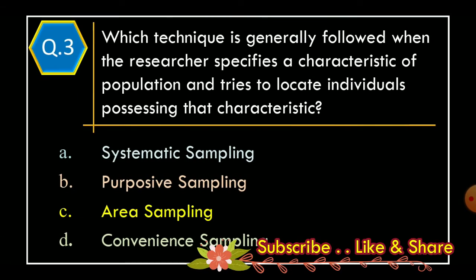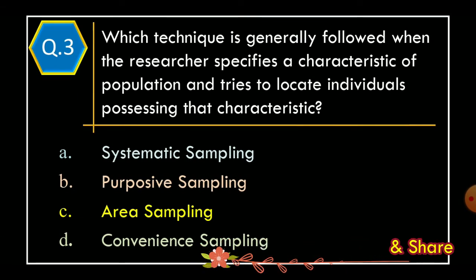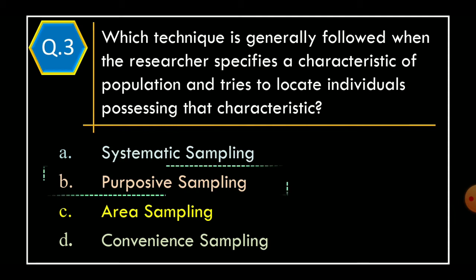Question 3. Which technique is generally followed when the researcher specifies a characteristic of population and tries to locate individual possessing that characteristic? Option A, systematic sampling. Option B, purposive sampling. Option C, area sampling. Option D, convenience sampling. And correct option is option B, purposive sampling.